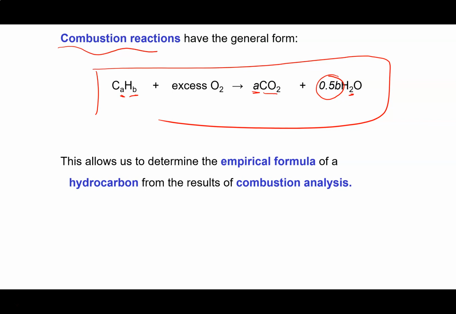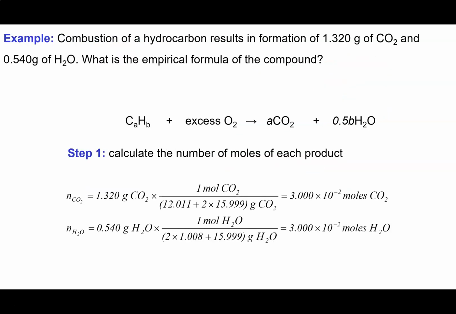So what the combustion analysis is going to allow us to do is to figure out the empirical formula of a hydrocarbon. It's a pretty simple process. All we have to do is figure out how many moles of carbon do we make, how many moles of water do we make, how many moles of hydrogen are contained in that water, and then compare the ratio of moles of carbon to moles of hydrogen. And from there, we're going to get the simplest whole number ratio of those two elements.